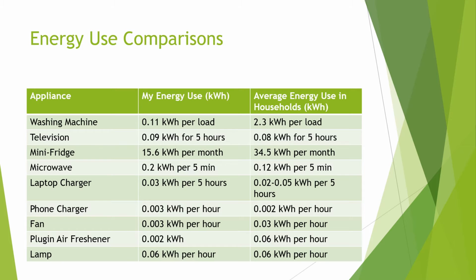I listed out some comparisons of the appliances that I measured versus standard energy usages for the same appliances. My washing machine appears to be much more efficient than the average washer, as it uses about 1/20th of the energy that the average washer uses. Everything else is fairly typical and standard. This is probably because most of the appliances that I use are fairly new and up to date.